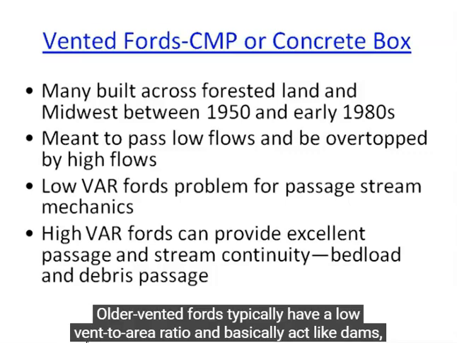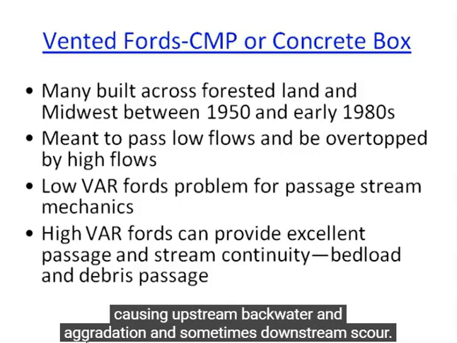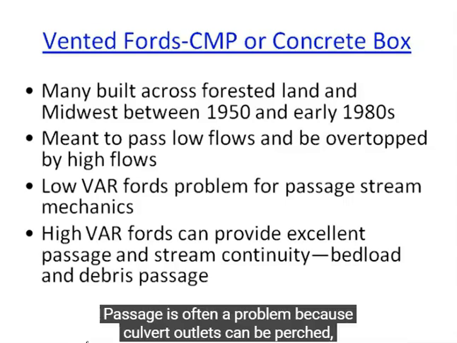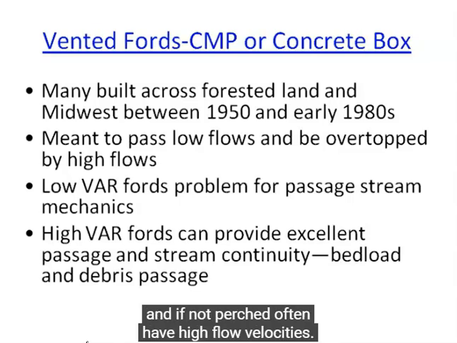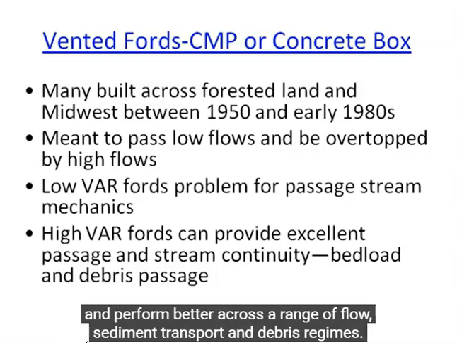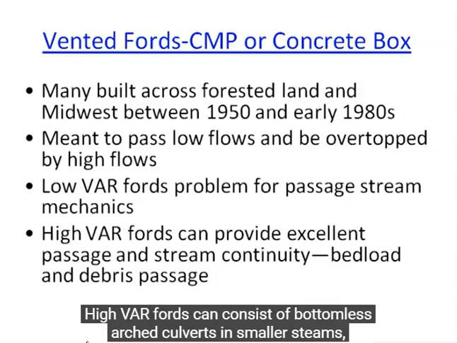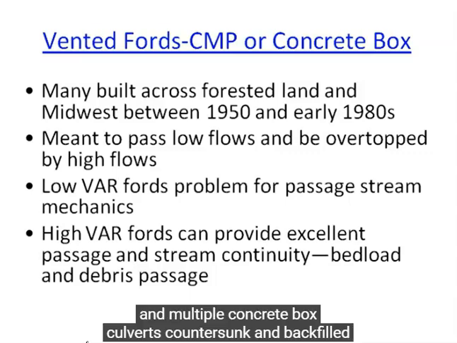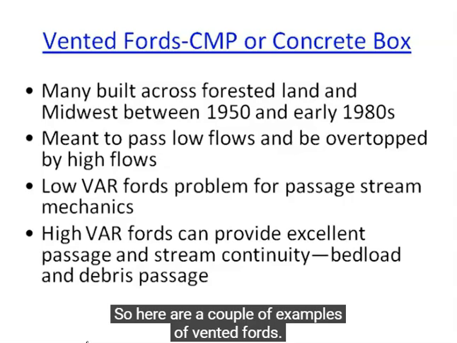Older vented fords typically have a low vent-to-area ratio and basically act like dams, causing upstream backwater and aggradation and sometimes downstream scour. Passage is often a problem because culvert outlets can be perched, and if not perched, often have high flow velocities. New approaches to vented fords that maximize the vent-area ratio offer much better passage and perform better across a range of flow, sediment transport, and debris regimes. High VAR fords can consist of bottomless arched culverts in smaller streams and multiple concrete box culverts countersunk and backfilled with streambed material in larger settings.